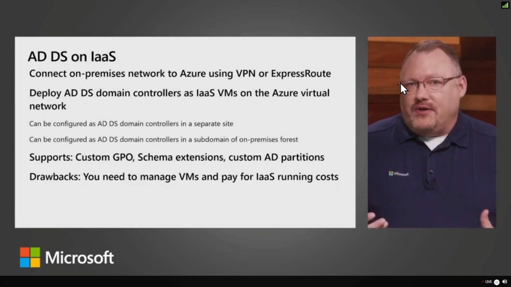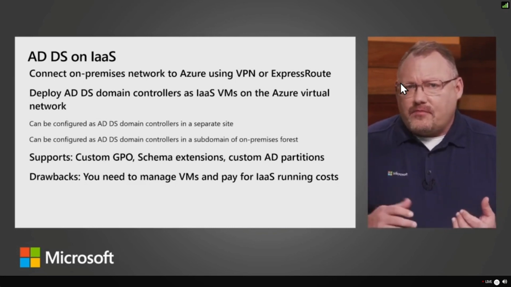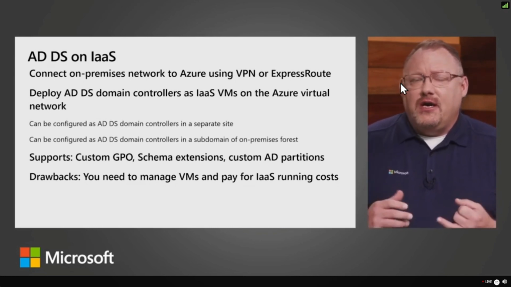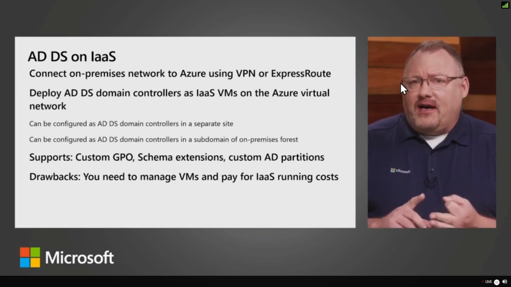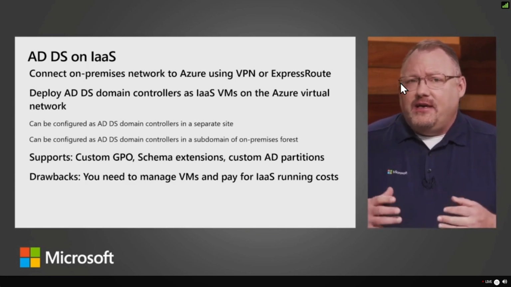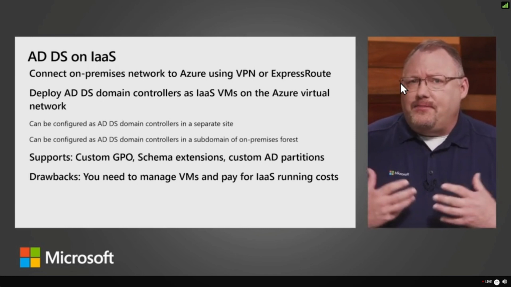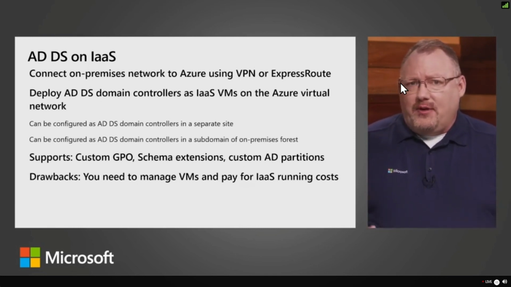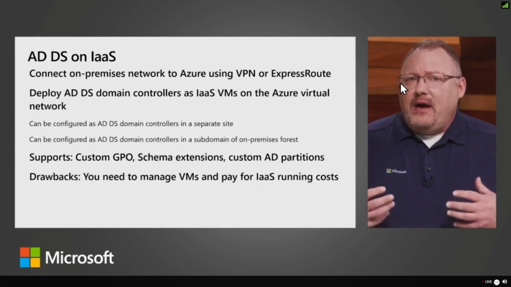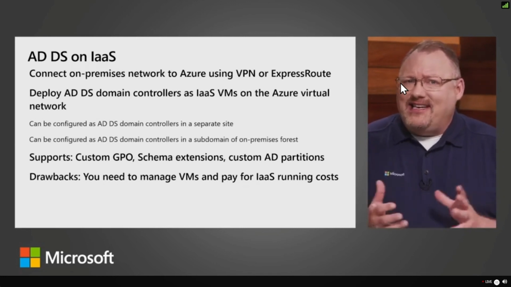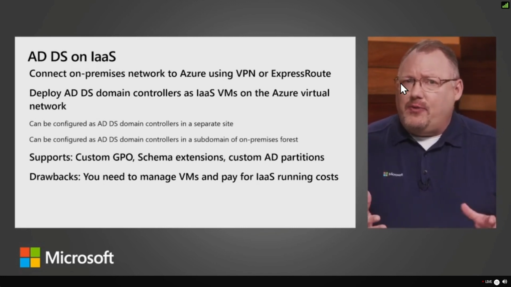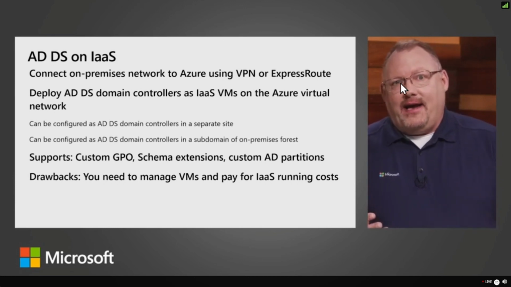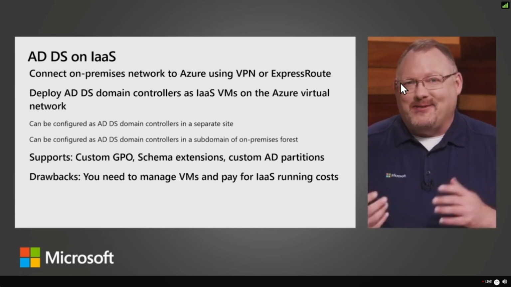Now, why do we do this? What are some things that we want to do? We can get our custom GPOs, some schema extensions, and custom AD partitions. Group policy objects are important, especially in an on-prem environment. They're our number one management tool from an IT perspective. We have a lot of things in Azure that can replace the need for GPO, and even to some extent, we do have group policy objects with AADDS, and we'll talk about that towards the end.